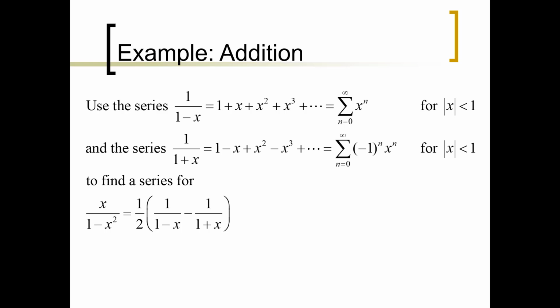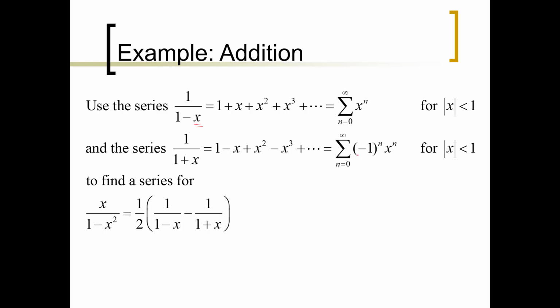And then from that, I could replace the x in here with negative x, and I just do that on both sides. That would then give me a power series for 1 over 1 plus x, which is 1 minus x plus x squared minus x cubed, and so on. And I've written down the formulas for you.